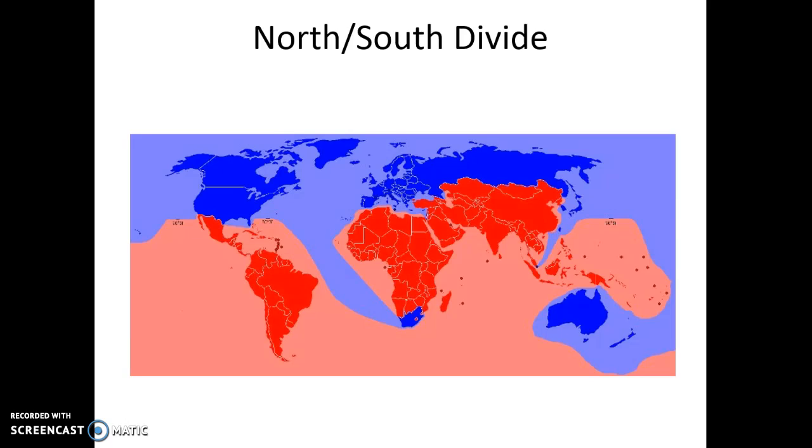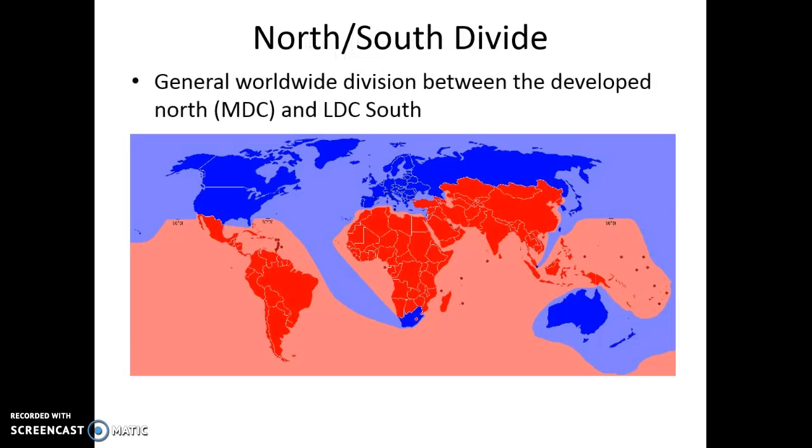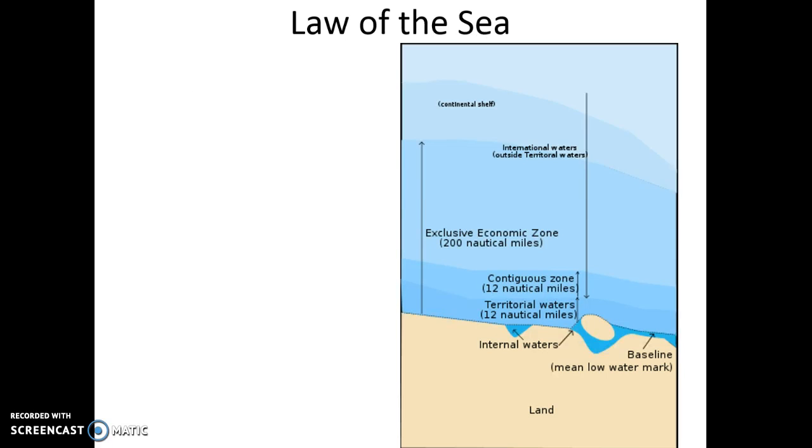And some of the countries below, so you have Singapore, Australia, and New Zealand, are part of the North, even though they are not in the North. So that's the developed North, and you see the less developed South as we go.